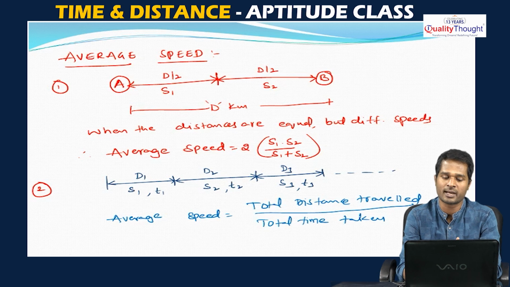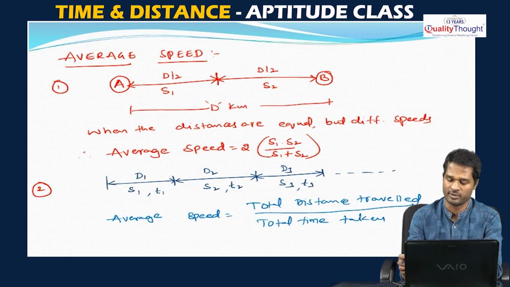But when you come to the second case, the distances are not equal and the speeds are not equal, times are not equal. So in this case we will use the total distance he travelled divided by the total time taken to travel these different parts of the distances. So this is how we will calculate the average speed.